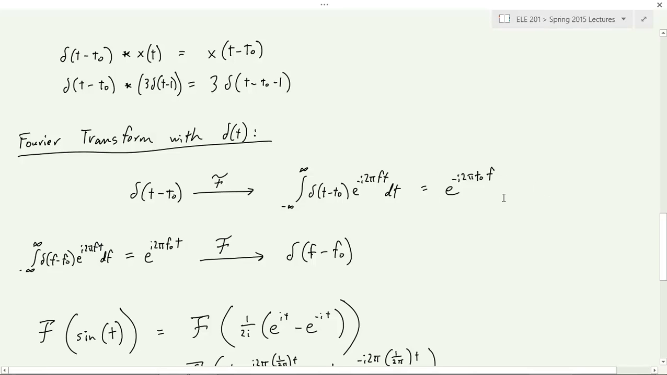Okay. To verify this, what did we do? We plugged in the delta function into the integral. That's easy. But what if we wanted to verify it the opposite way? We could always take this second example. We have a complex exponential. We could plug that into the forward Fourier transform, right? We should get a delta function. Will that work?